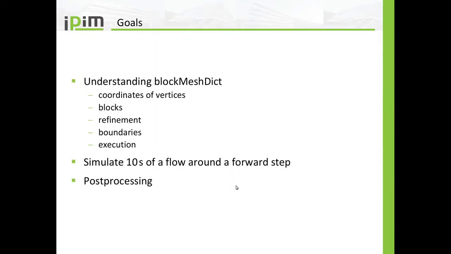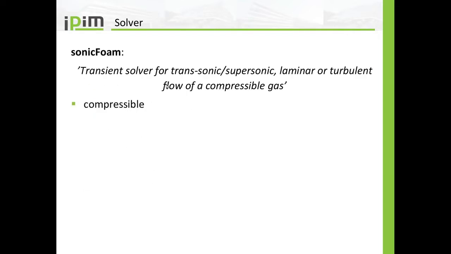The goals of this tutorial are the following. I want you to understand the blockMesh dictionary, how you define the coordinates of the vertices of the geometry, how you define blocks, how you can set the refinement of your mesh, how you can define boundaries, and how you execute the command. And I also want to simulate 10 seconds of a flow around the forward step and post-process the results, but really I want to concentrate on blockMesh in this tutorial.